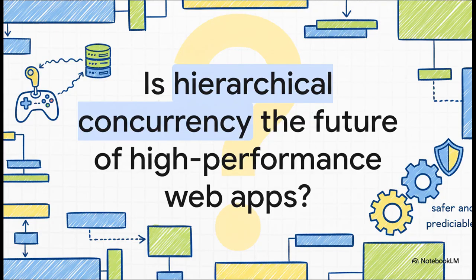So this leaves us with a really interesting thought. Maybe JavaScript's biggest constraint, its single thread, is actually its greatest strength. By forcing us into this hierarchical model, it pushes us to build apps that aren't just fast, but are also safer and way more predictable than the old multi-threaded way. So the question is, is this the future? Is this the blueprint for how we're going to build the next generation of truly high-performance, complex apps on the web? Something to chew on.